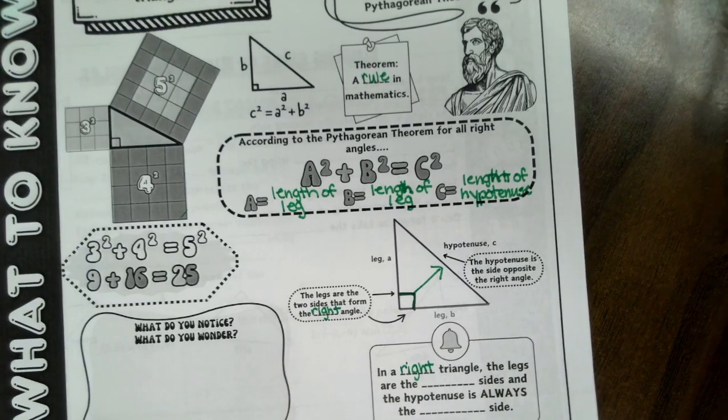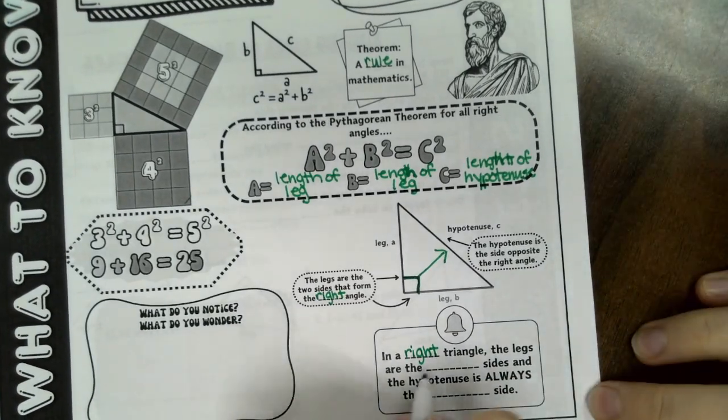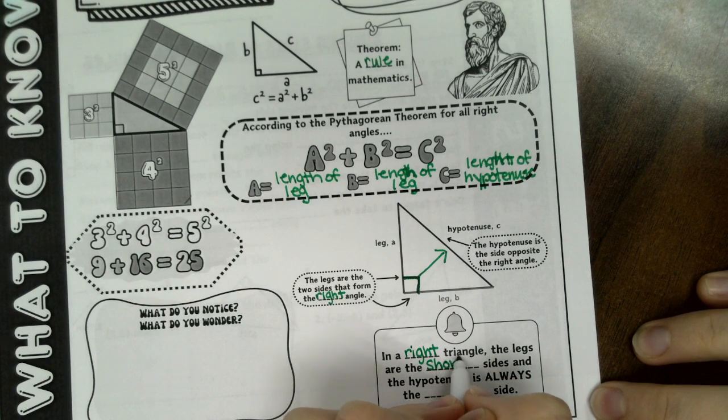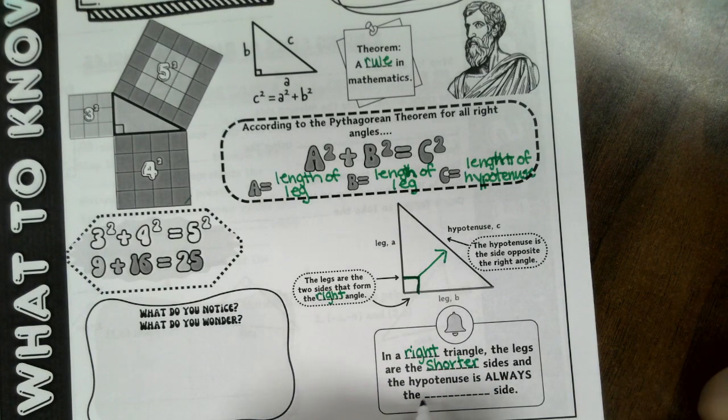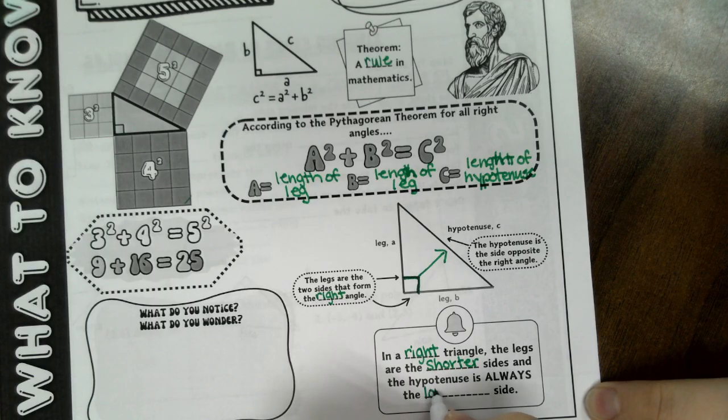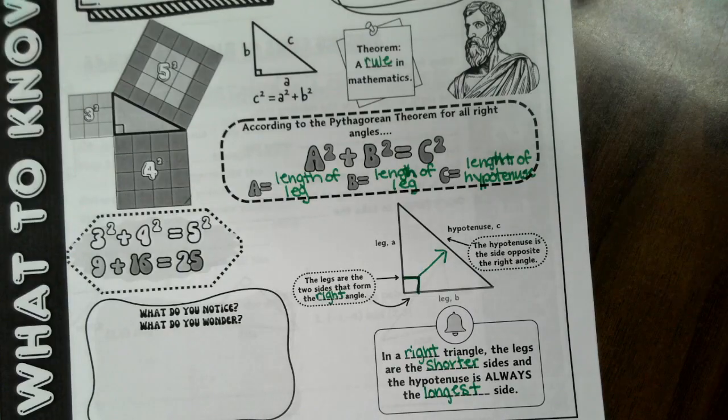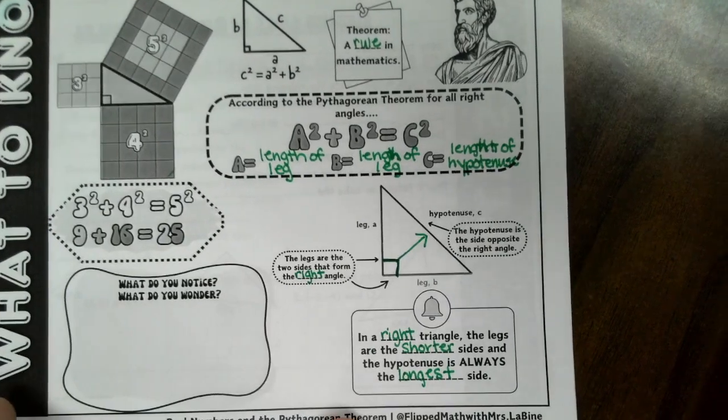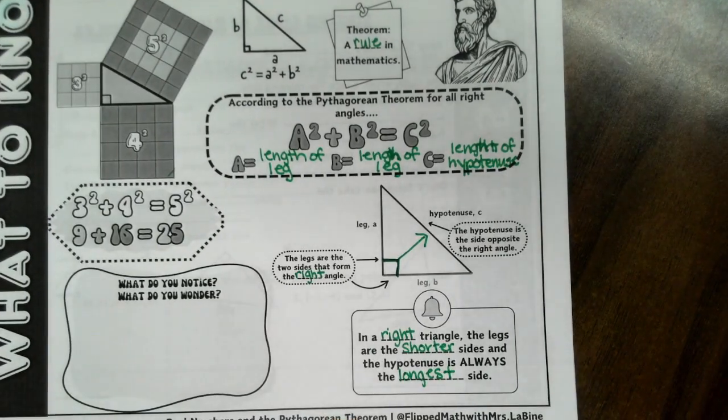So in a right triangle, the legs are the shorter sides, and the hypotenuse is always the longest side. Okay, so if we're talking about right triangles, that's not the case in every type of triangle, but in right triangles, we can say for certain that the legs are the shorter sides and the hypotenuse is always going to be that longer side.